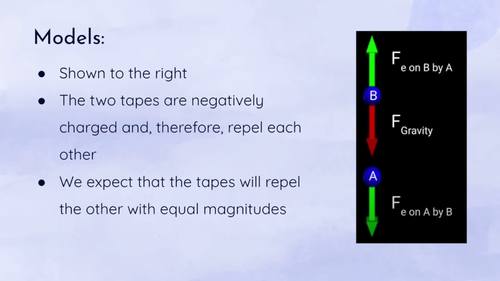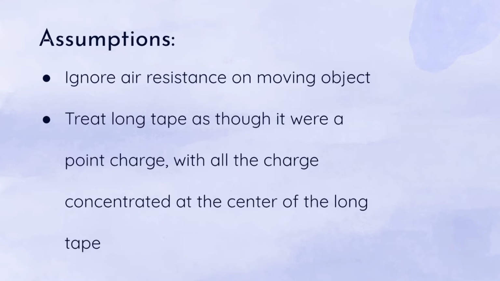The free body diagram that visualizes this lab is to the right. The two pieces of tape repel each other because they are both negatively charged. Please notice that the repulsion forces have an equal magnitude but are in opposite directions. Furthermore, the top tape floats with no net Y force, which tells us that the bottom tape completely counteracts the force of gravity. Now we will be moving on to our assumptions of this lab.